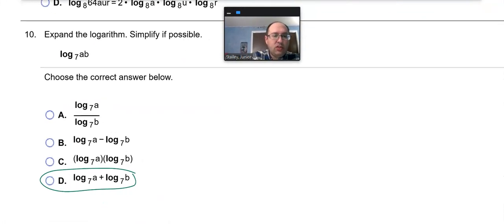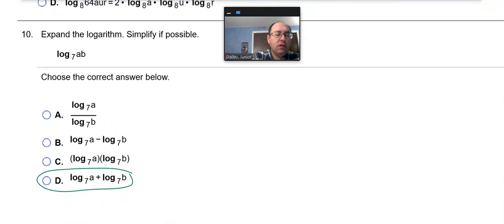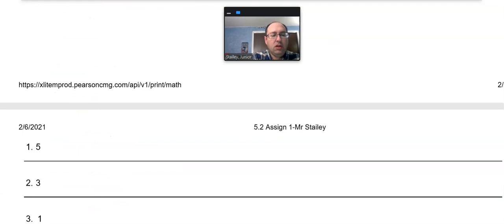Okay, so 10's pretty easy, right? Log base 7 of AB, that's log base 7 of A plus log base 7 of B. It's multiple choice. You're going to do fine with that. And that's it.